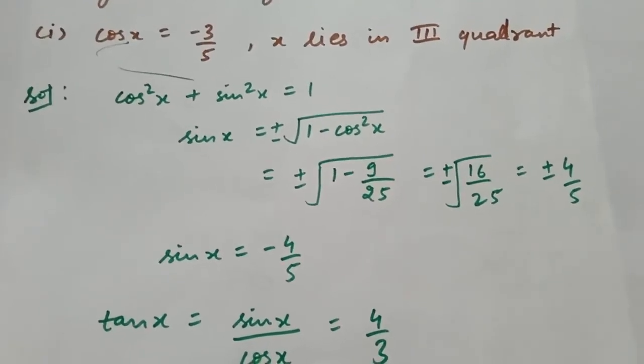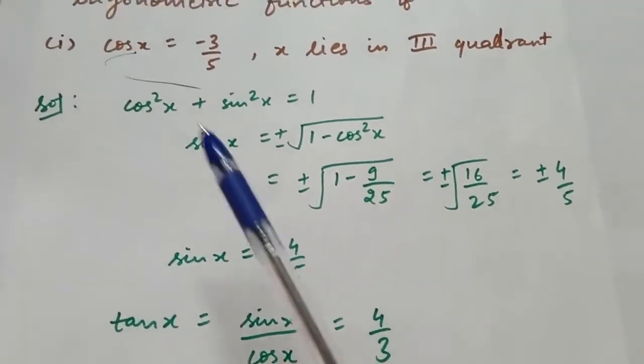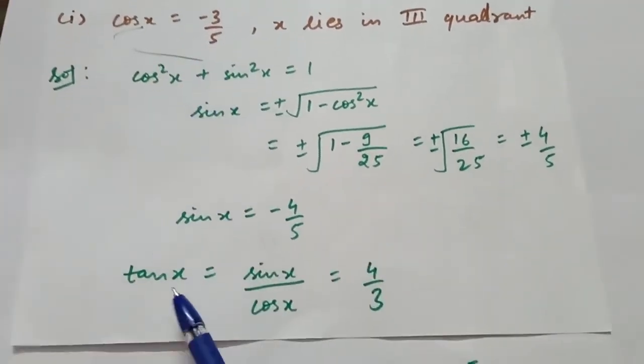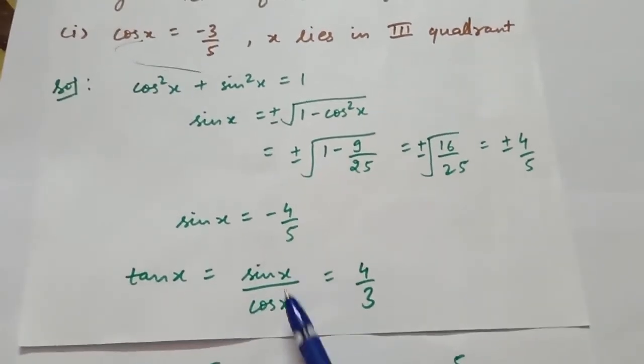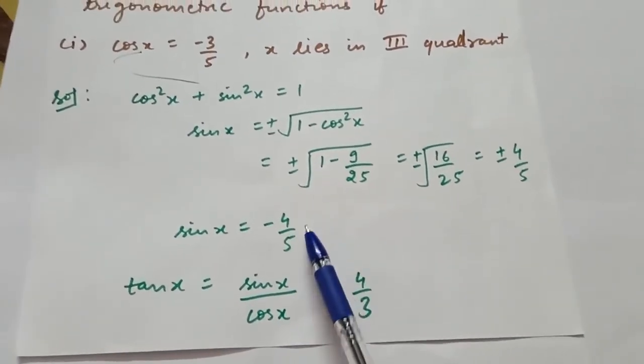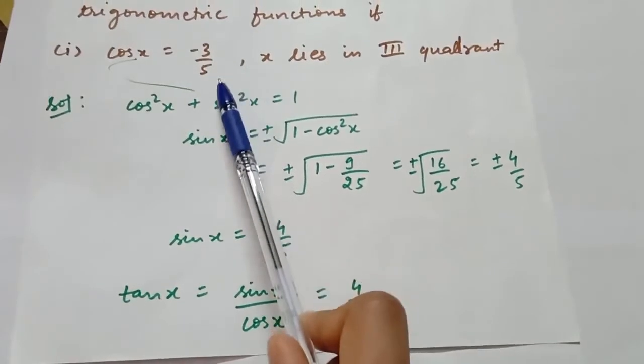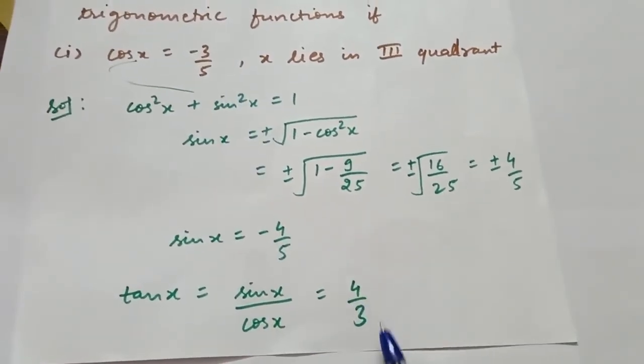Now we know the value of sin x and cos x, so we will find tan x. Tan x is sin x upon cos x. So minus 4 by 5 upon minus 3 by 5, you will get tan x as 4 by 3.